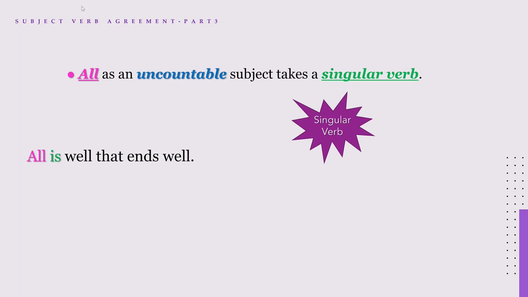All is well expresses a general state or condition of well-being, and it's treated as a singular entity. It's similar to saying everything is well. So in such case, all is used as a singular, uncountable subject because it refers to an overall singular condition or concept, not a specific countable group. The verb is in the singular form, which agrees with the singular subject.